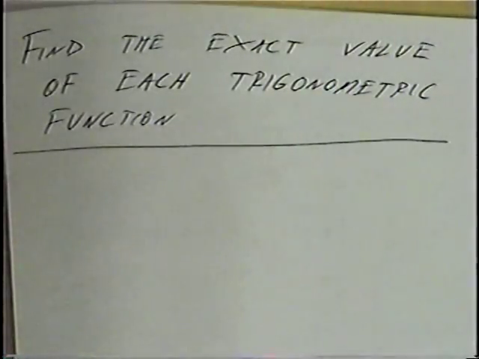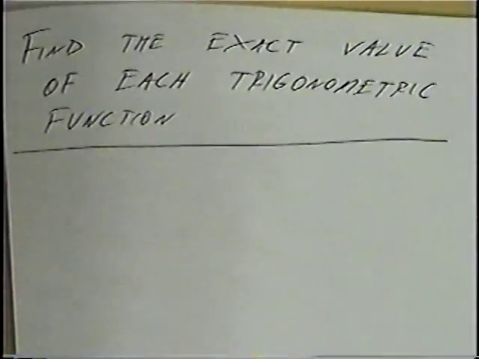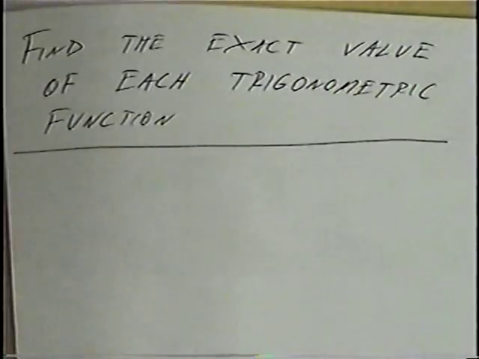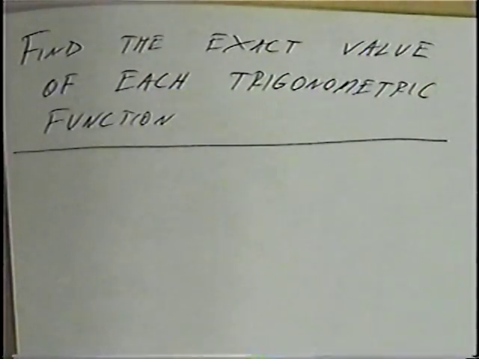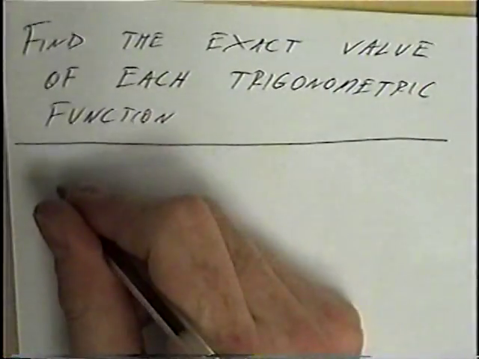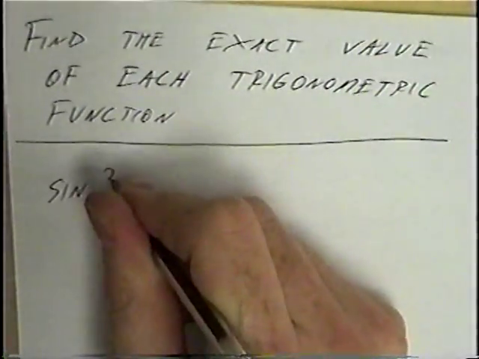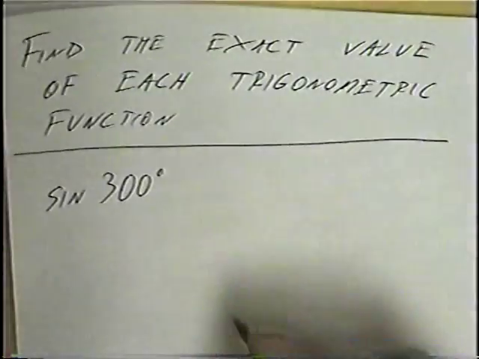Title of the next section is Find the exact value of each trigonometric function. Given the basic trigonometric functions and the unit circle, we can find the exact value for any point on the unit circle. First question we'll look at is the sine of 300 degrees.